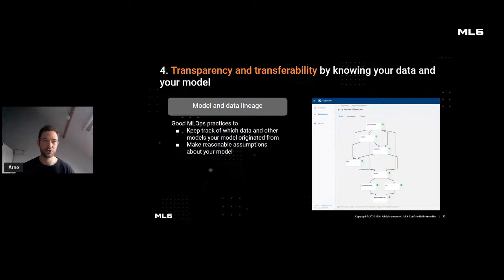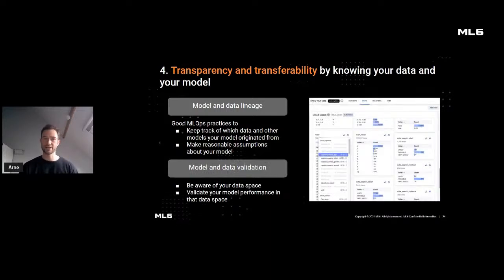Because if we want to know what our model is capable of, we need to know what data, what settings, what metadata it originated from, and that's that lineage story, so that we can reason about what it can actually do. If it wasn't trained to interpret certain areas of data, then it probably won't be able to do that in production as well. So that's model and data lineage.